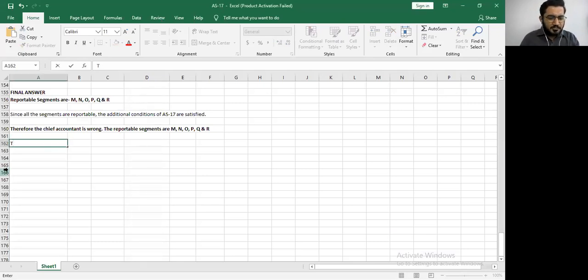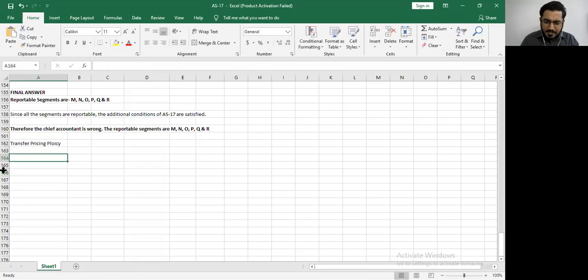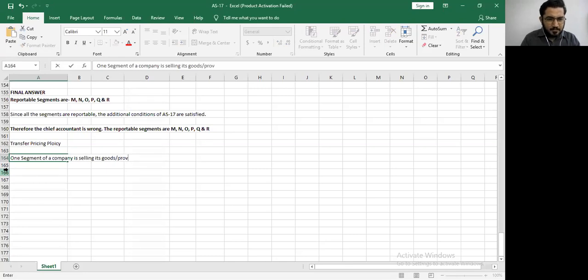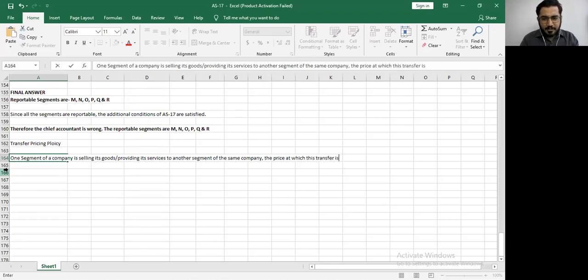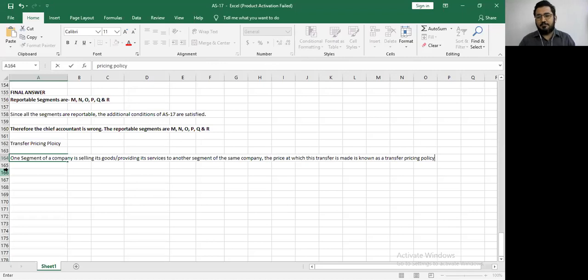First, let's understand what is a transfer pricing policy. Transfer pricing policy means when one segment of a company is selling its goods or providing its services to another segment of the same company, the price at which this transfer is made is known as a transfer pricing policy. Right? Are you understanding?